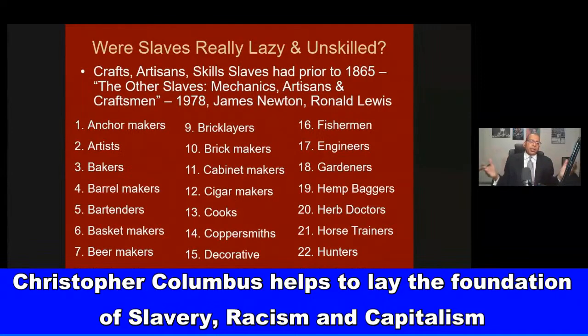All right, now we know there are at least 262 skills, trades, and crafts that African people had in this country from 1619 to 1865. We were the anchor makers, artists, bakers, barrel makers, bartenders, basket makers, we dealt with decorative furnishing, we were jockeys, herb doctors, horse trainers, gardeners, brick makers, fishermen, engineers. The book The Other Slaves: Mechanics, Artisans, and Craftsmen, 1978, by James Newton and Ronald Lewis, goes through and breaks this down.